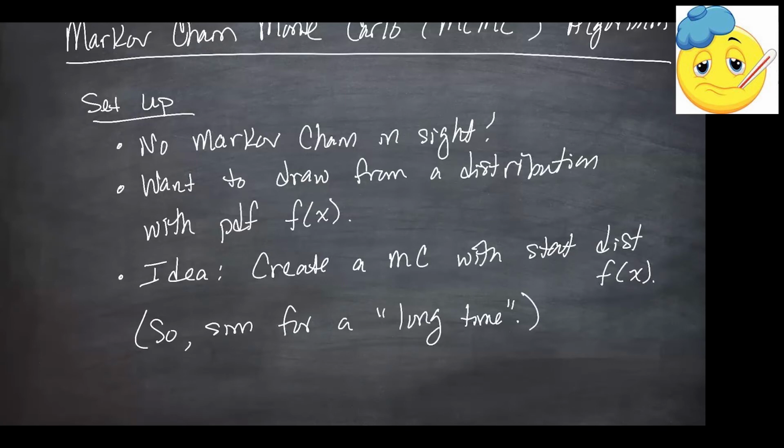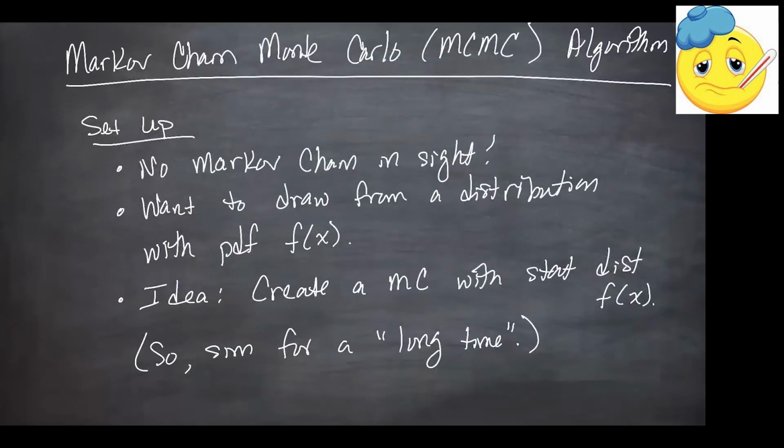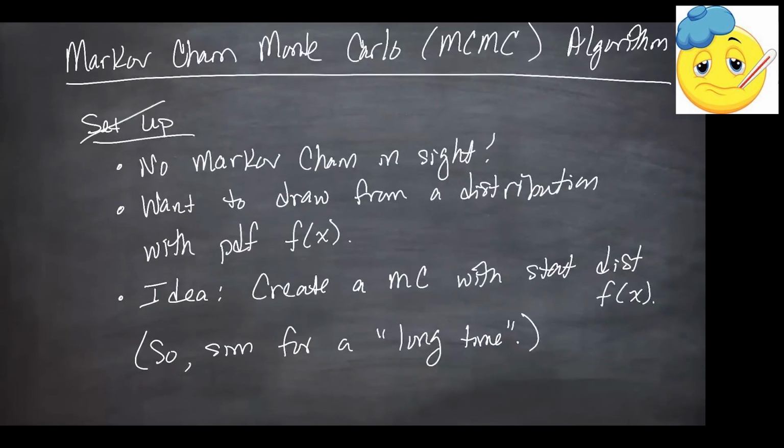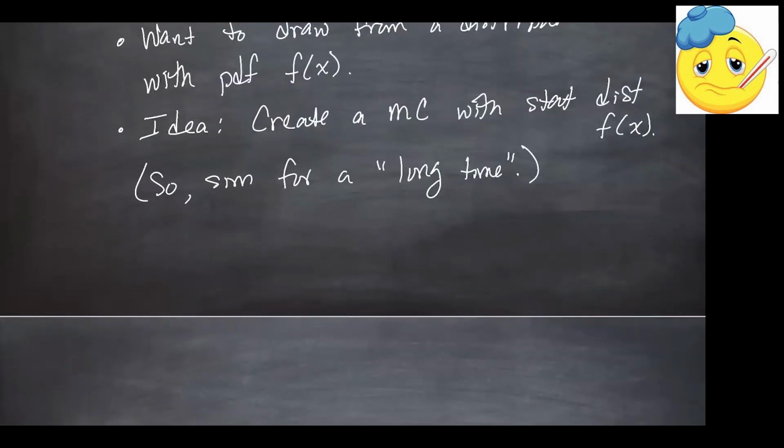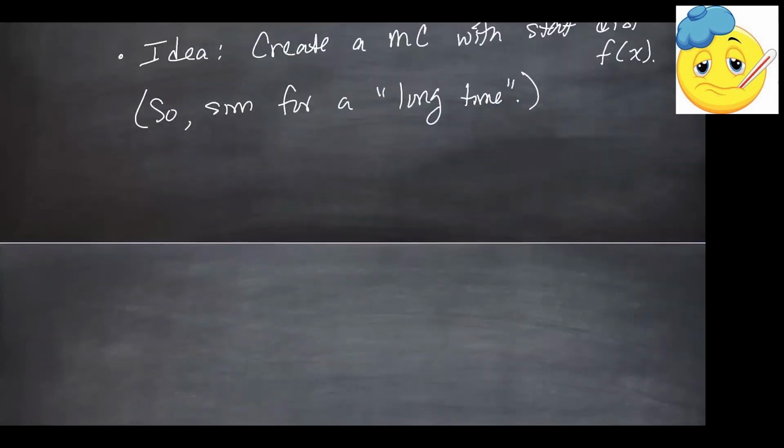Okay, and grab output. So this is maybe not the setup. I thought I was starting the algorithm, but this is the scenario for a Markov chain Monte Carlo algorithm. And the particular algorithm we're going to talk about today is the Metropolis Hastings algorithm.